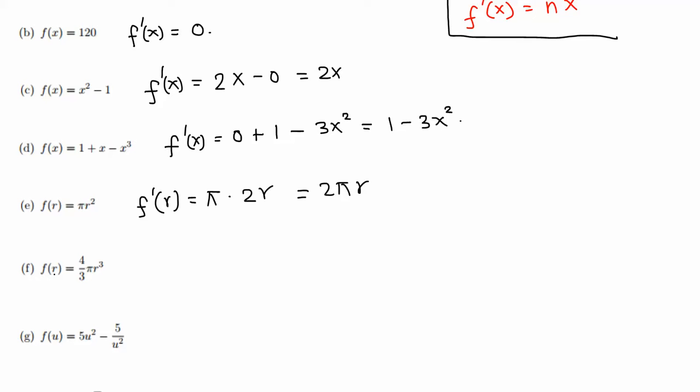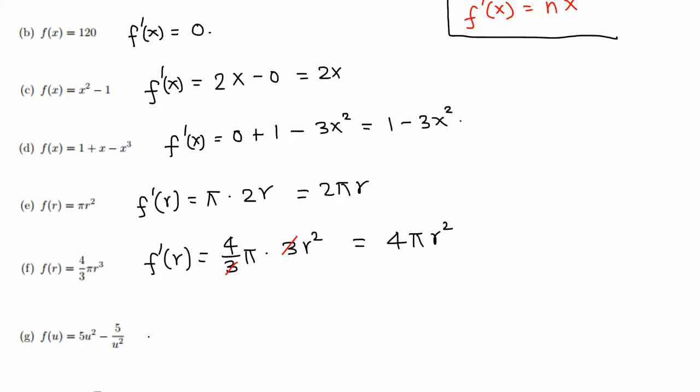F, same thing, f of r equals 4/3 pi r cubed. R is like x in our previous questions. R is the independent variable, so the derivative with respect to r is equal to 4/3 pi, that's a constant, so we keep 4/3 pi times the derivative of r cubed. Find the derivative of r cubed, which is 3r squared. It's like finding the derivative of x cubed. We can simplify. Here this 3 and 3 cancel from top and bottom, then 4 pi r squared.